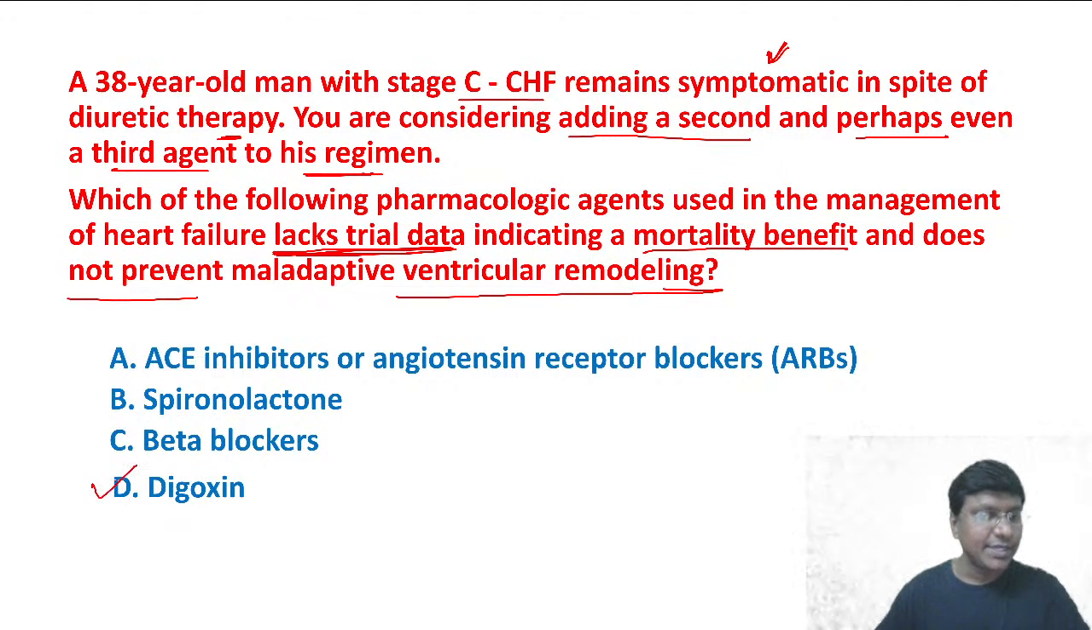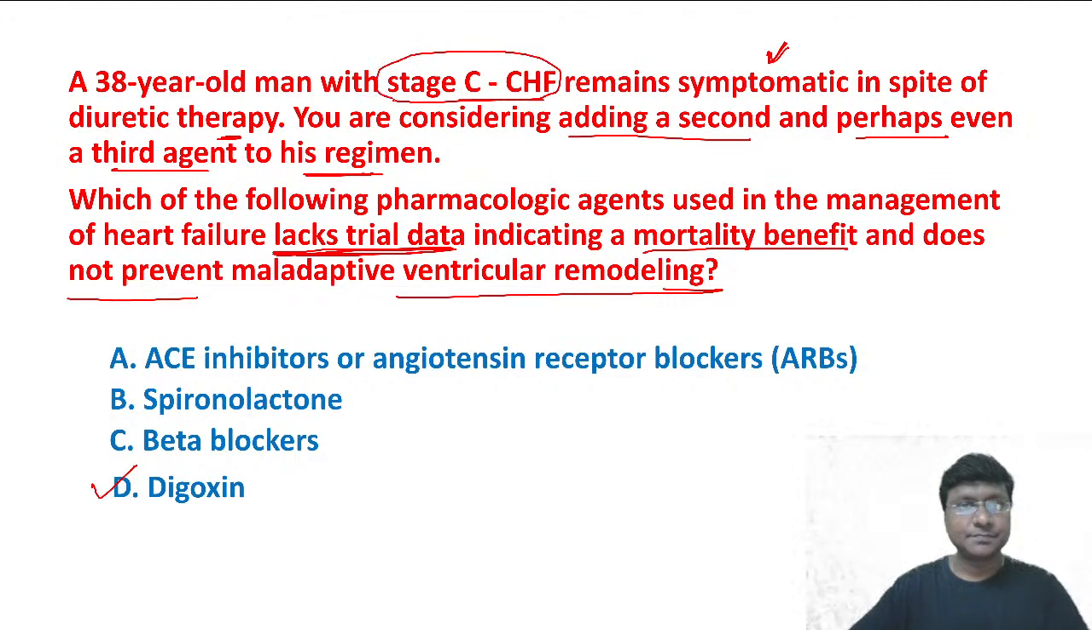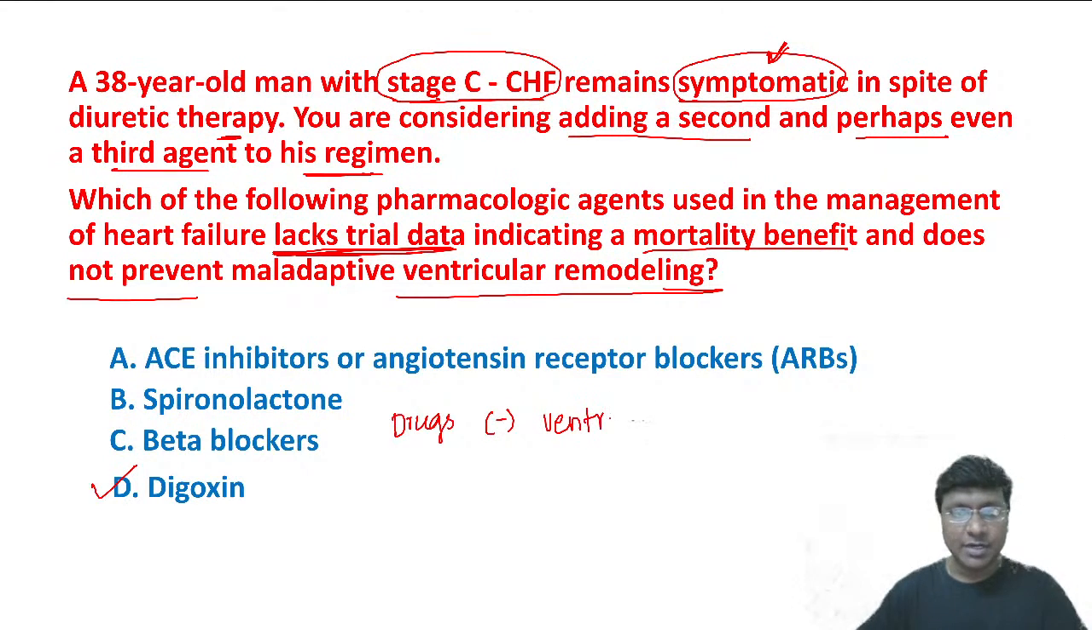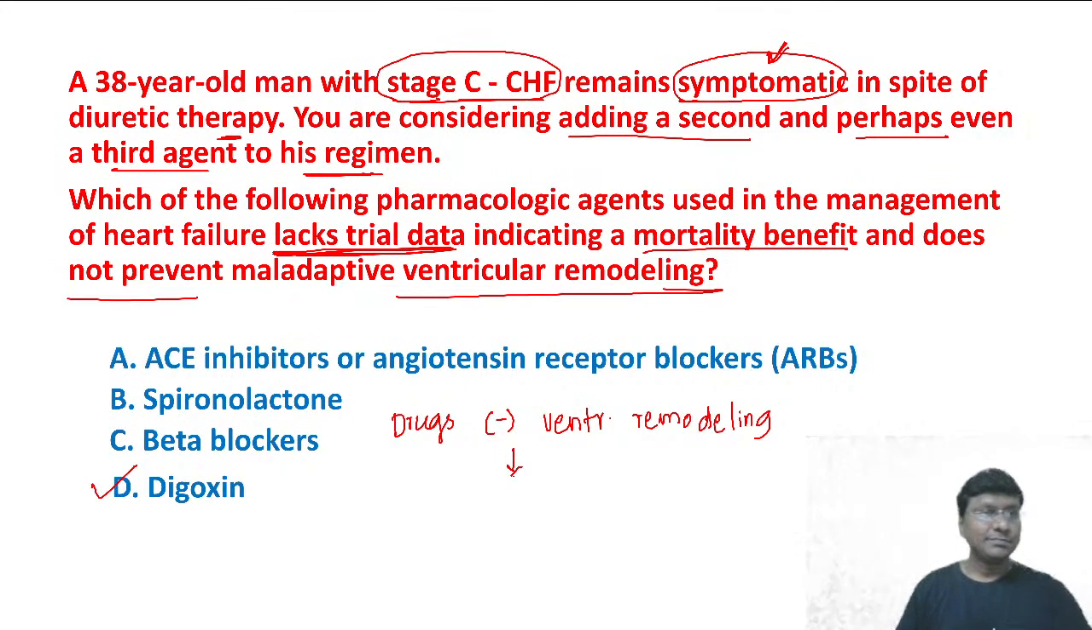So the answer is digoxin. Now let me just give you an explanation here. So the patient is in stage C heart failure, right? And also symptomatic. Now if you see the drugs which will prevent the cardiac remodeling or which will prevent the ventricular remodeling, these drugs include, can anyone tell me what are all the various drugs which will prevent the cardiac remodeling? Yes, what are all the various drugs which will prevent the cardiac remodeling?